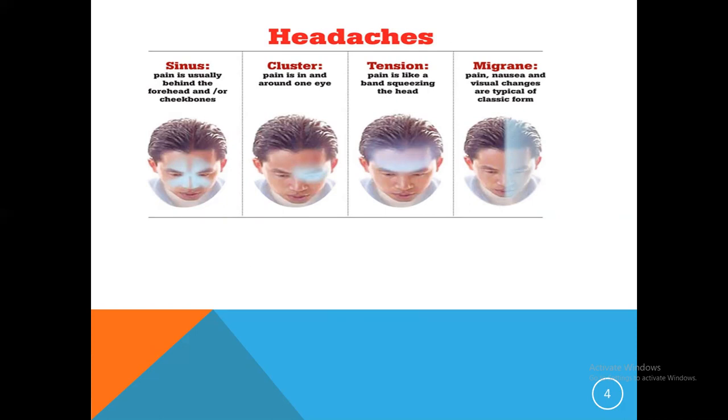Headaches are majorly of four types, which patients usually claim. The first one is sinus headache, the second is cluster headache, the third one is tension type headache, and the last one is migraine headache. The site of sinus headache is paranasal, meaning the pain is usually behind the forehead or cheekbones. The cluster headache is ocular. The pain is in or around one eye.